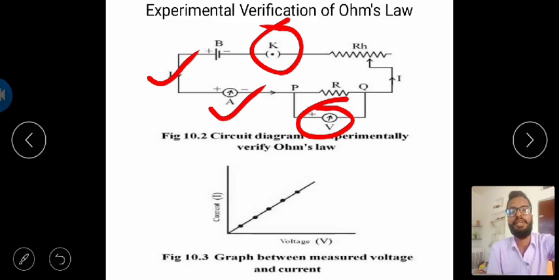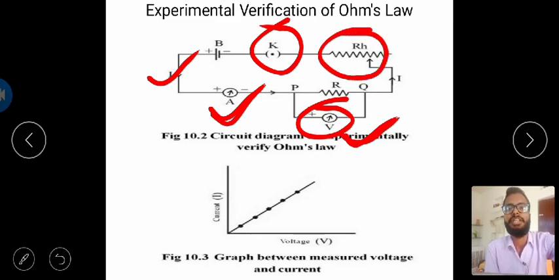Always remember, the ammeter is used to measure the value of current, and the voltmeter is used to measure the value of voltage. So we will note down the value of current using the ammeter, and the value of voltage using the voltmeter, at different values of resistance set by using the rheostat. Then we will get a graph of a straight line.